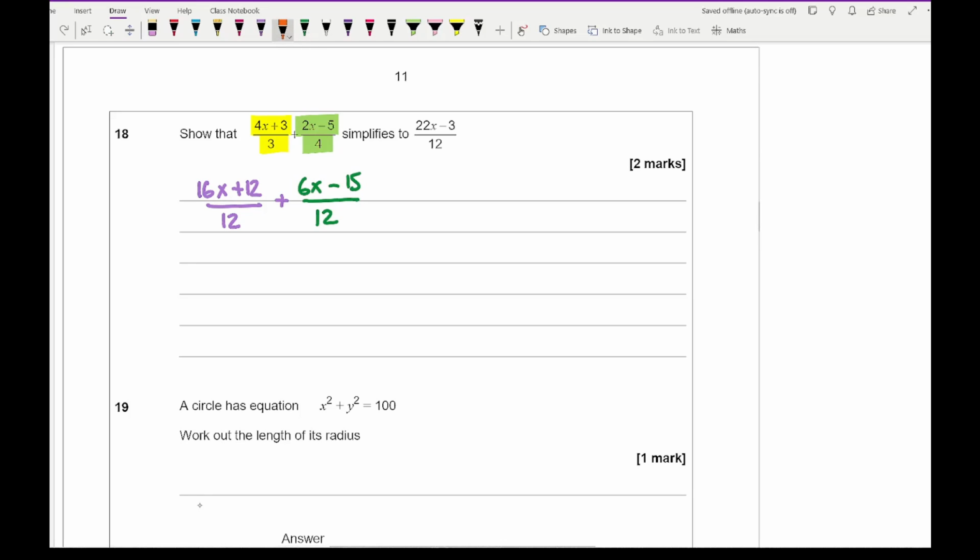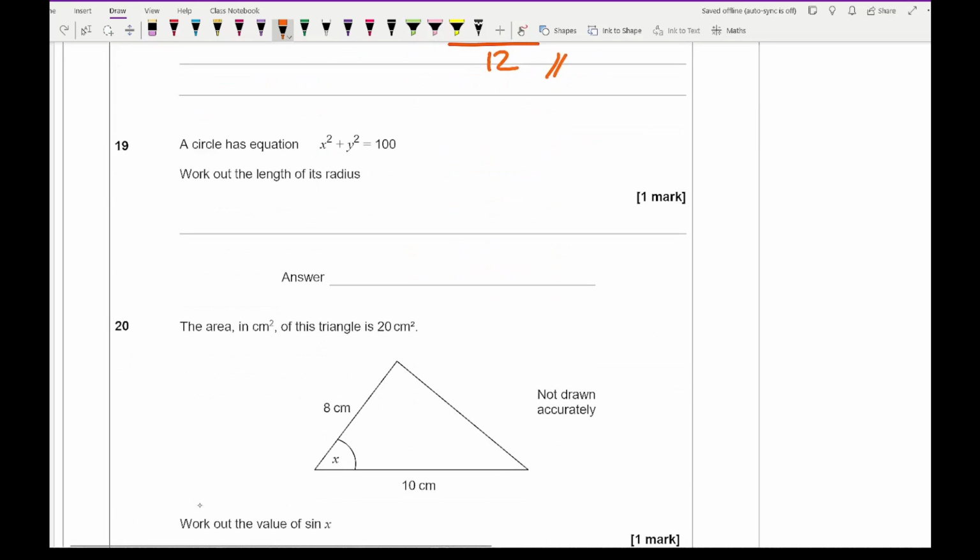Then with the common denominator, I can just add the numerators together, in which if I do that, I get 22x minus 3 over 12, which is exactly what they wanted me to show. Question 19 says that a circle has an equation of x squared plus y squared equals 100.